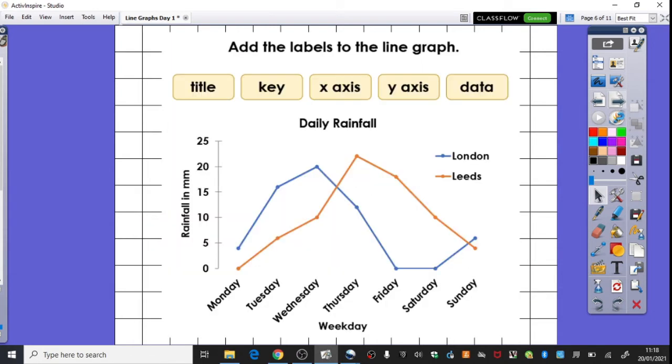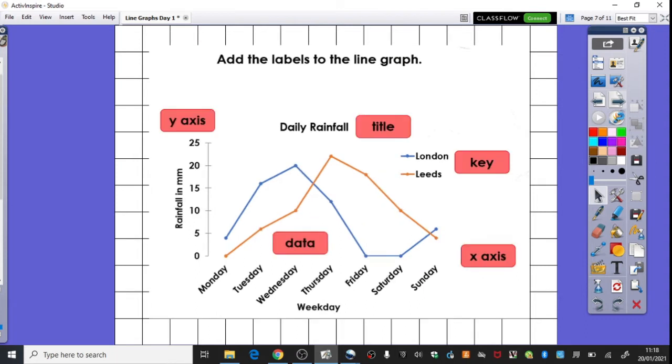So the first thing I'd like you to do in a minute is pause the video and think about, if you had to add the following labels: title, key, x-axis, y-axis and data, whereabouts on this line graph would you actually place those different labels? So pause the video now to have a look at that. Okay, so let's have a look at that together then.